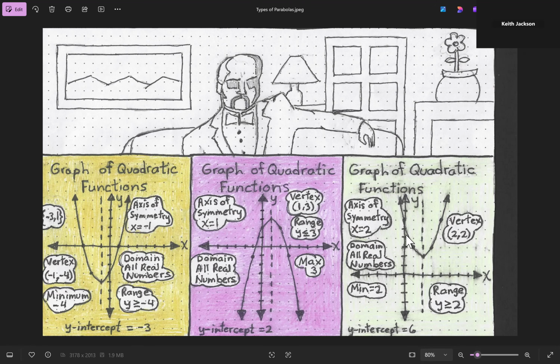And let's move on to our final big example, in which the domain will be all real numbers again as x approaches positive infinity and as x approaches negative infinity, with y is greater than or equal to 2, because we have a vertex again at 2, comma 2.